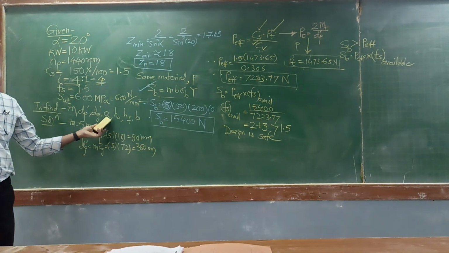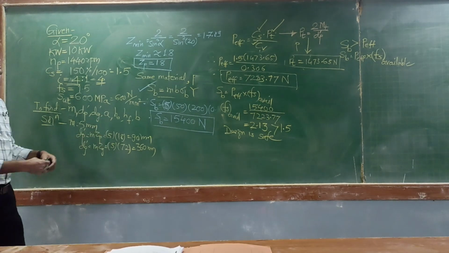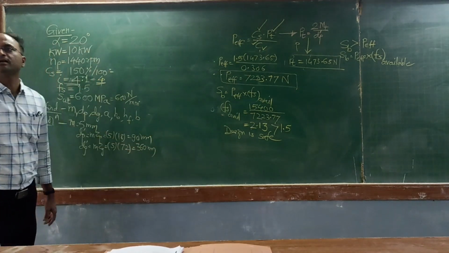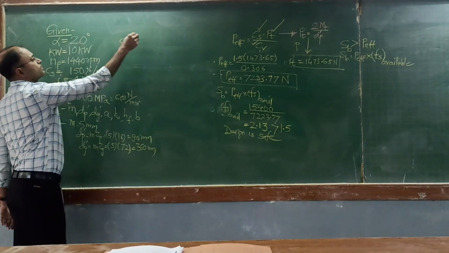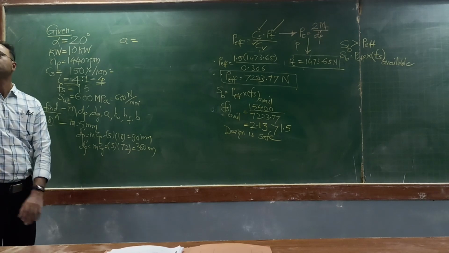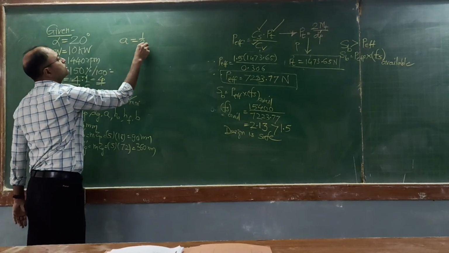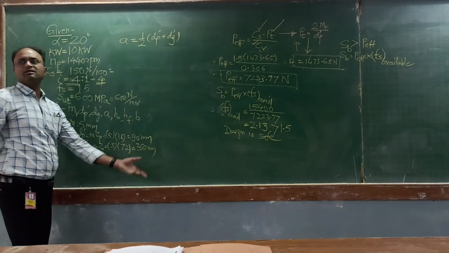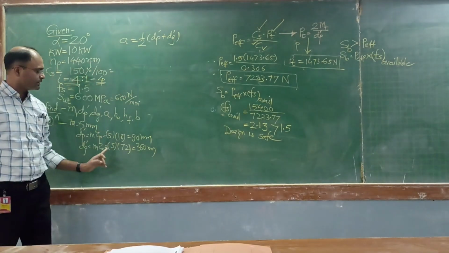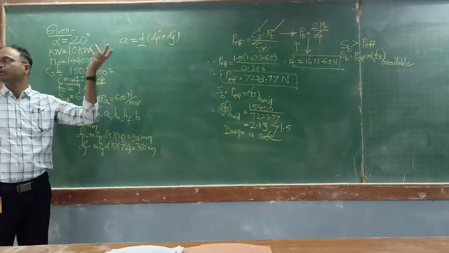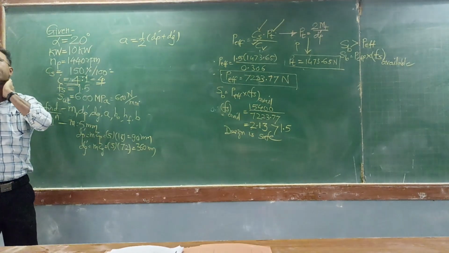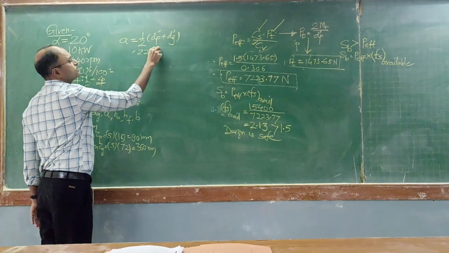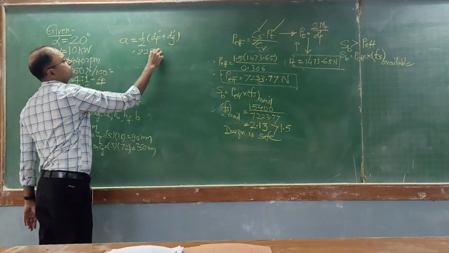Center to center distance is 1/2 of dp dash plus dg dash, because dp dash means same as zp, dg dash means same as zg. Same formula. Okay, 225 millimeter.